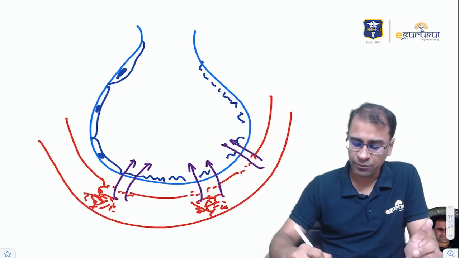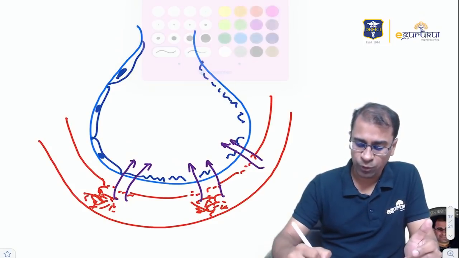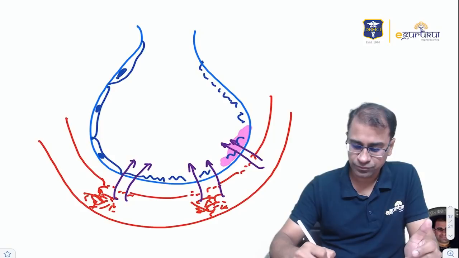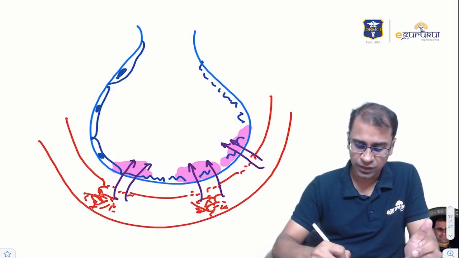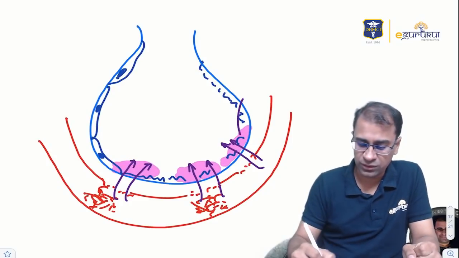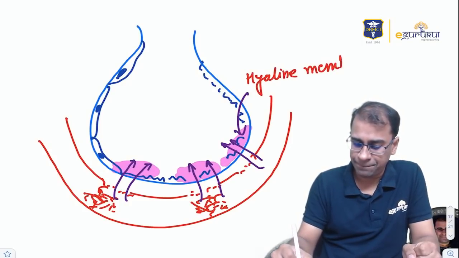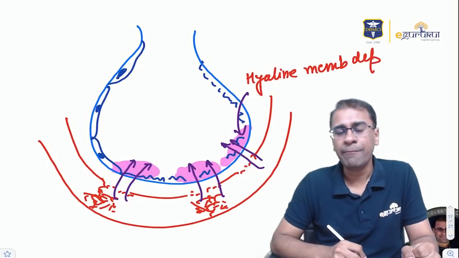So when the fibrin and the water leaks out of this area, the fibrin starts depositing here. This whole fibrin deposition is referred to as hyaline membrane deposition.